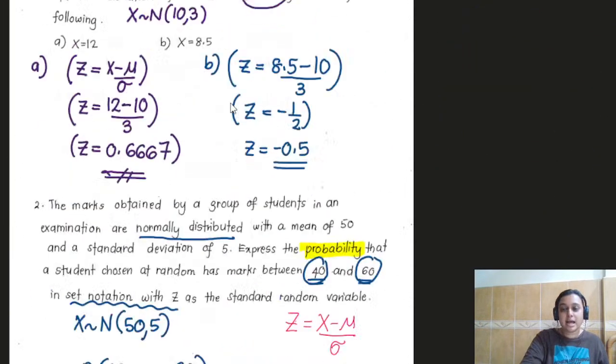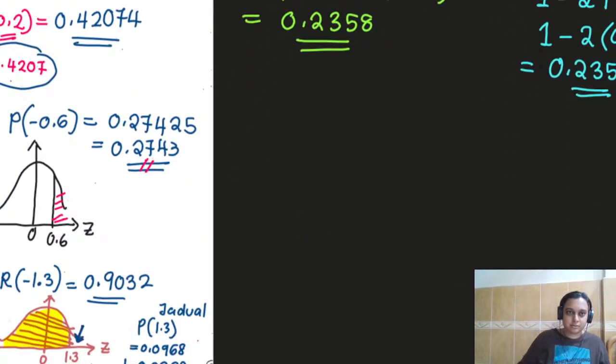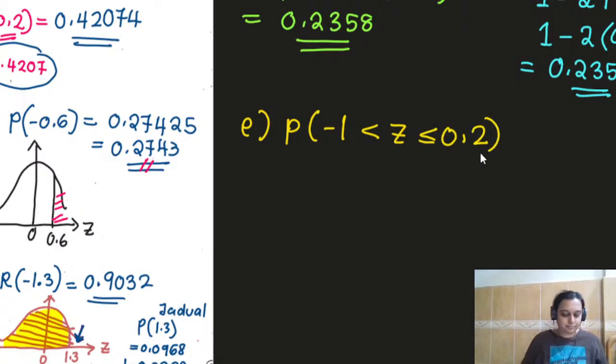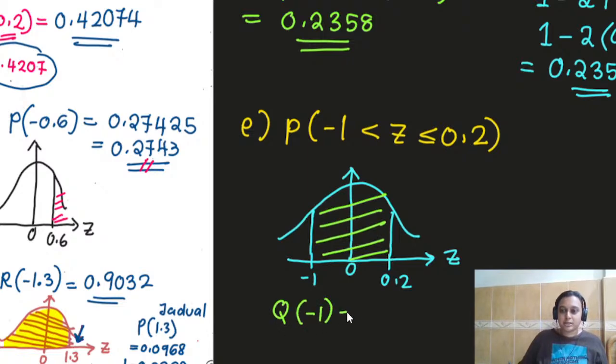Okay, last one. Can you all try the last one? There's one more last question, right? E. Probability negatif 1 sampai 0.2. Okay, first step is the graph. Draw the graph. This is from -1 all the way to 0.2. Put 2 lines. Shade the graph. It's going to the center. So going to the center, I'm going to use Q(-1) plus Q(0.2).